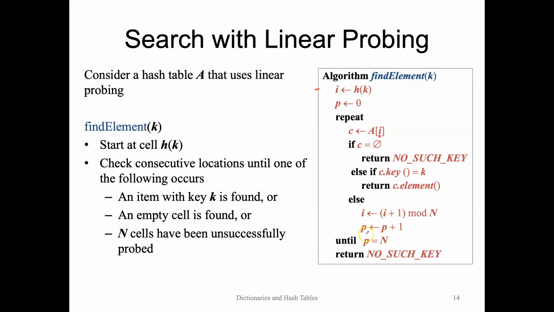And we increment how many times we've tried this so far until we either find the key we're looking for, we find the next available cell, or we realize that we've iterated so many times that we've already gone through all of the cells of our table. So this is how we would find an element.